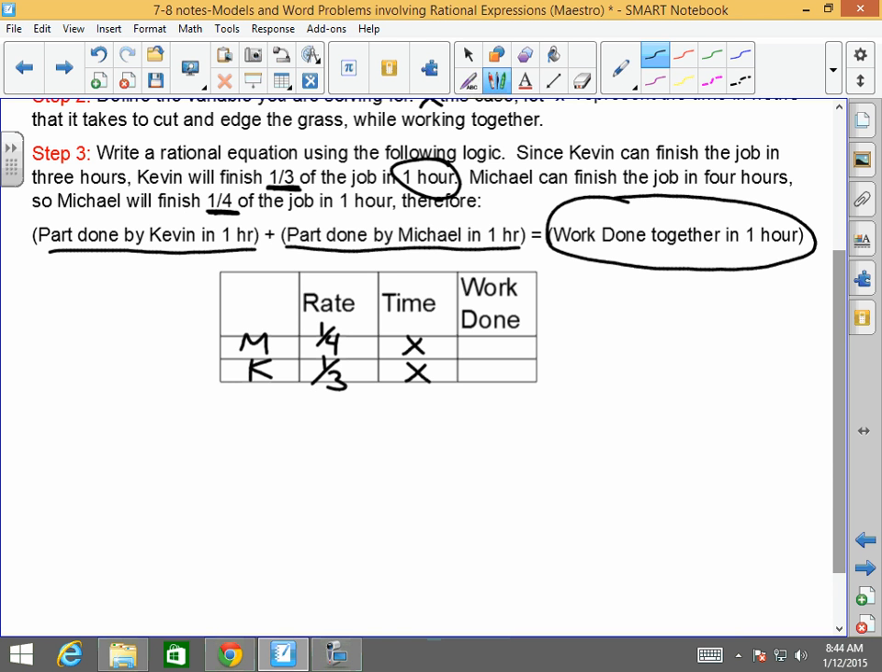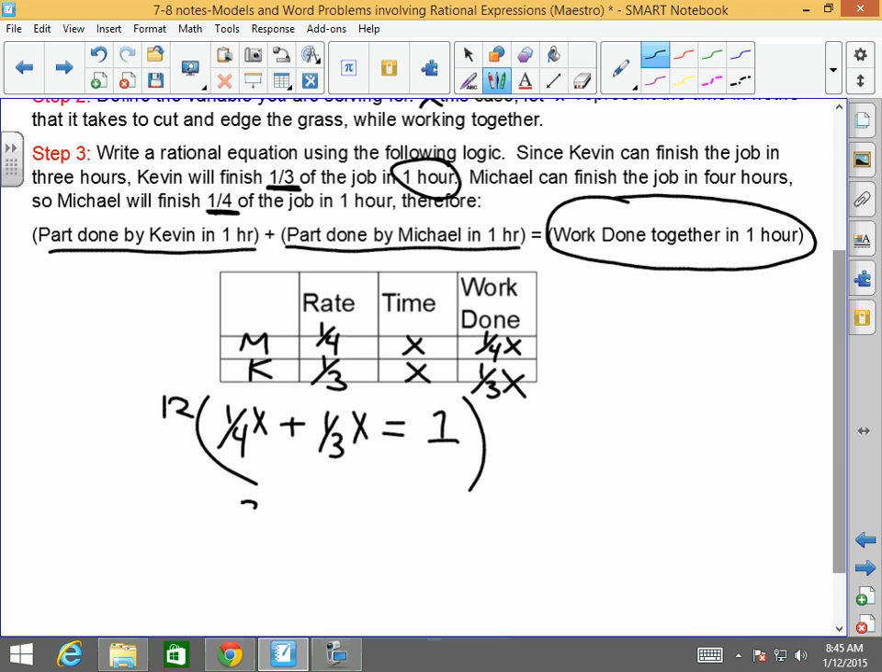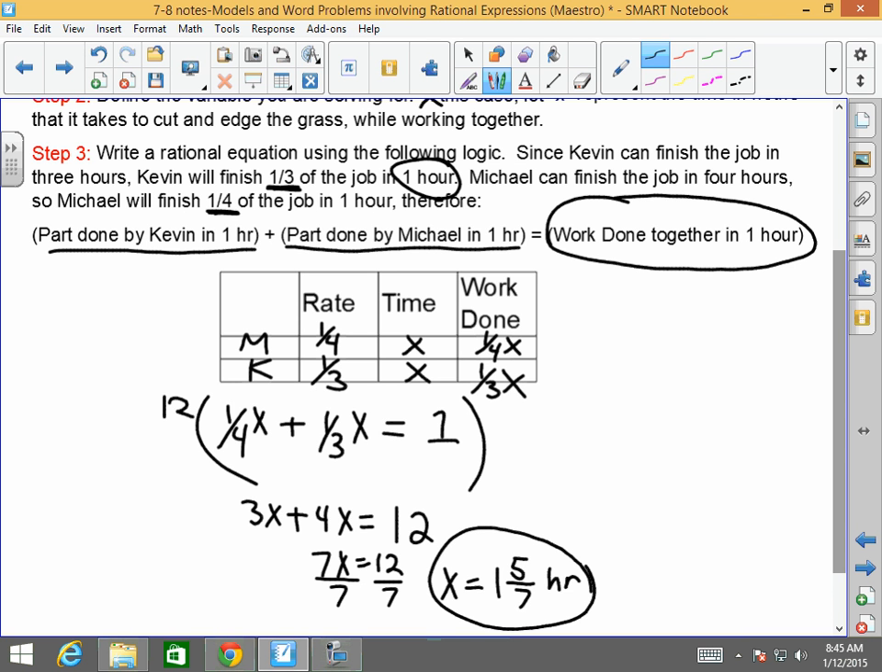So how much work was done by Michael? Well, he did 1/4 x, because we don't know how many hours. And Kevin works 1/3 x. So the work done by Michael plus the work done by Kevin gives me 1 full complete job. Now, it's simple. Let's go ahead and multiply everything by 12, giving me 3x plus 4x equals 12. Right? We're going to get rid of the denominators. Everyone see that, my brothers? And then this is going to be 7x equals 12, so x equals 12 divided by 7. So they can finish the work in 1 and 5/7 of an hour. So if they work together, they will be able to make it on time to go play golf.